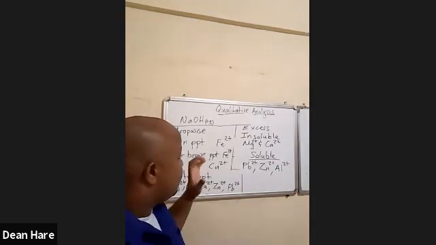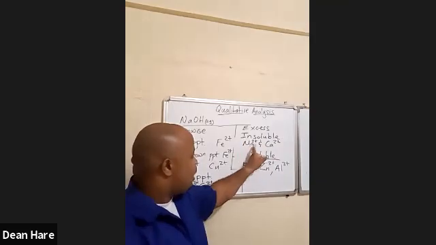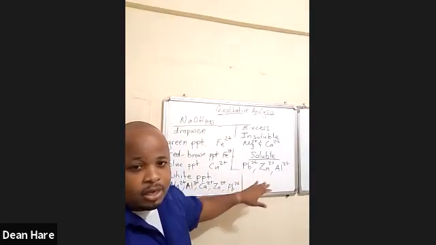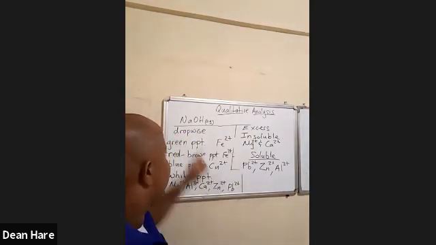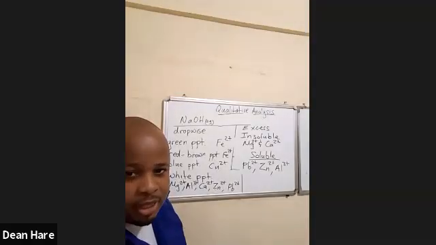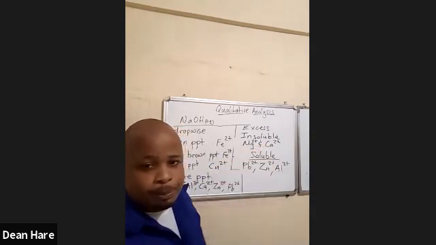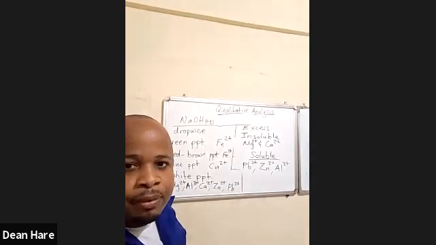So if we add it in excess and the precipitate does not dissolve, one of these two ions may be present. However, if it dissolves, one of these three ions may be present. Now, this is as far as we can go with sodium hydroxide, so we cannot go any further than this. Using sodium hydroxide, the most we will be able to say is that magnesium or calcium is present if the precipitate does not dissolve.